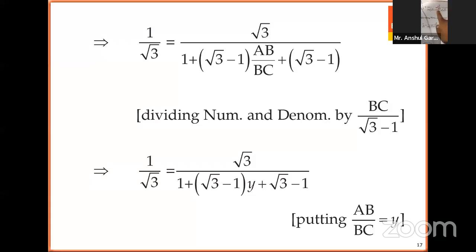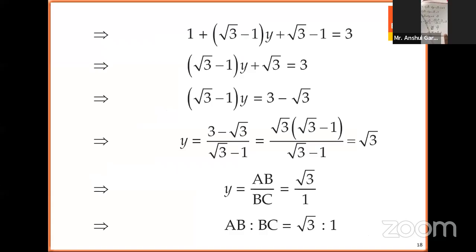The thing that we have to find, we have put it as y for simplicity. You can put it as AB by BC also. Okay, so by cross multiplying we have the answer as √3:1. So yes, a lot of people have got the right answer. बहुत लोगों ने सही आंसर निकाला. So both the questions were of the same kind only, not much difference. दोनों सेम तरह के क्वेश्चन ही थे.